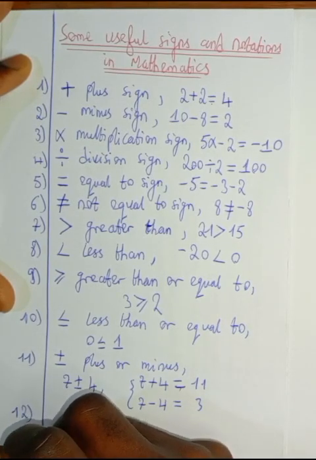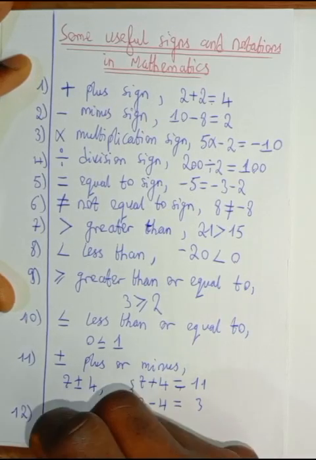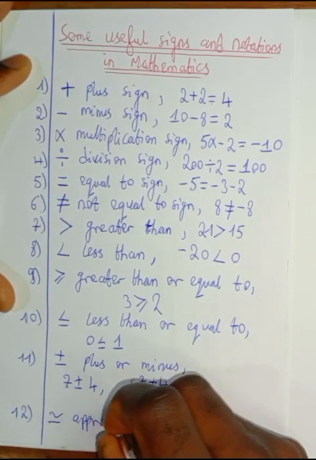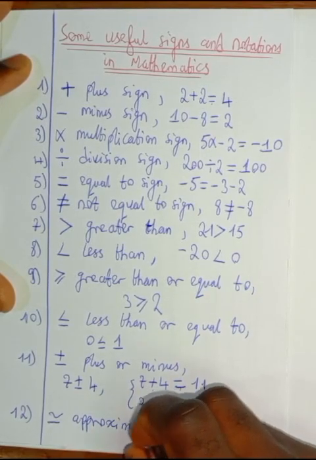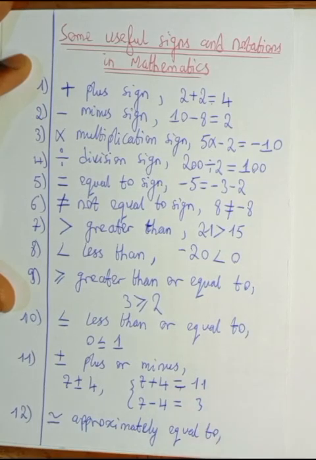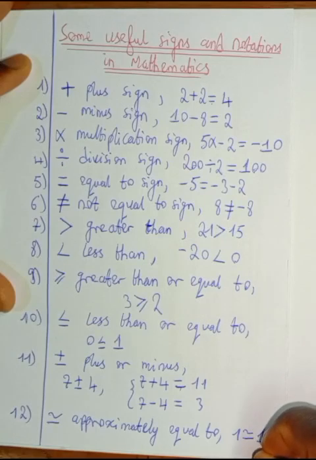We go to 12. For 12, we have the approximation sign, which stands for approximately equal to. For example, we can say 1 is approximately equal to 1.2.